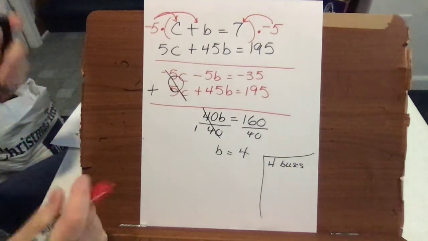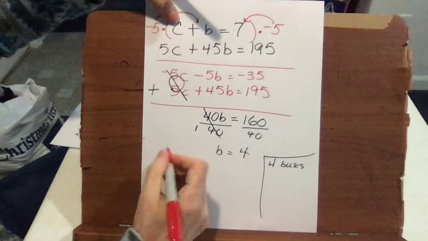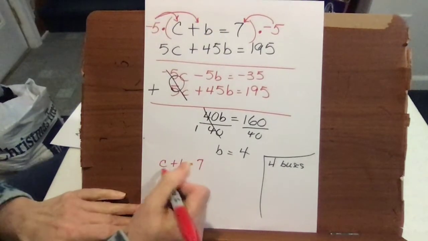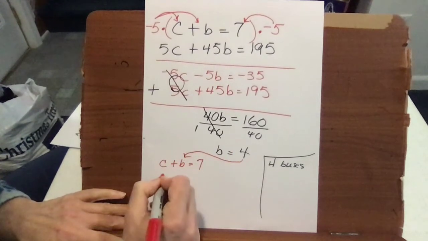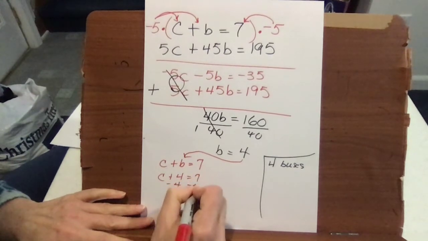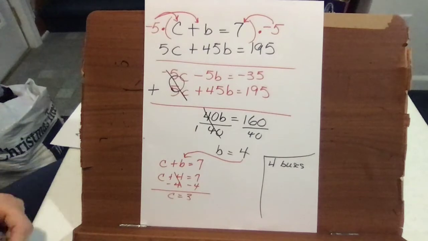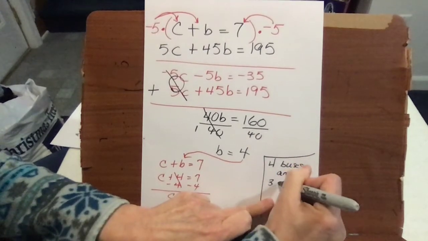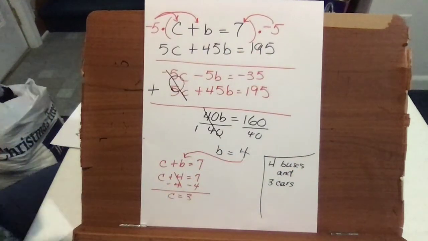Okay. Now what we want to do is go back into the easier of the 2 original equations, and that would be C plus B equals 7. So we had cars and buses equals 7 vehicles. Well, we know we had 4 buses. So C plus 4 equals 7. Subtract 4. And C equals 3. So that means they took 3 cars. So they took 4 buses and 3 cars to take all 195 students.